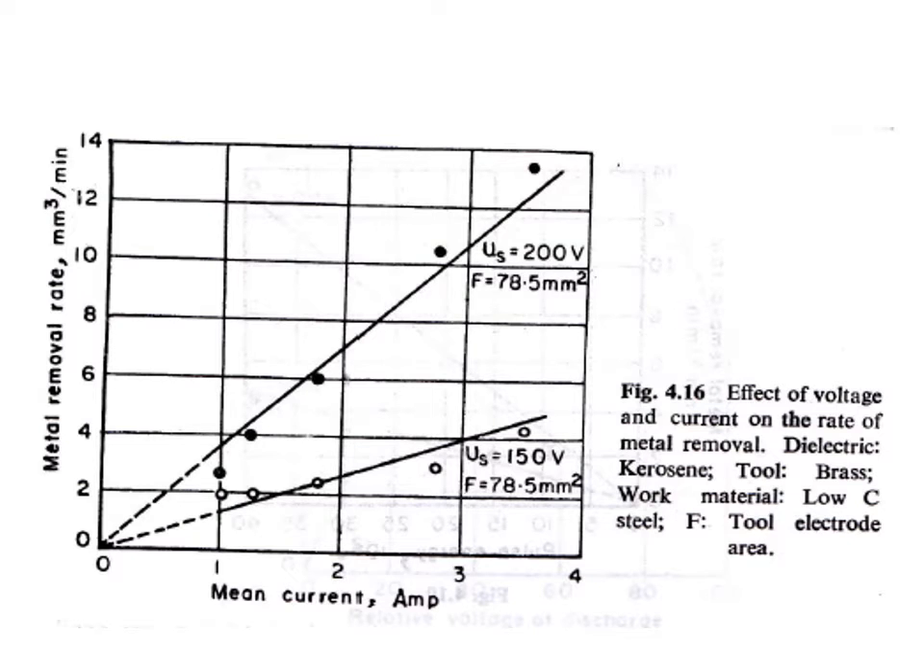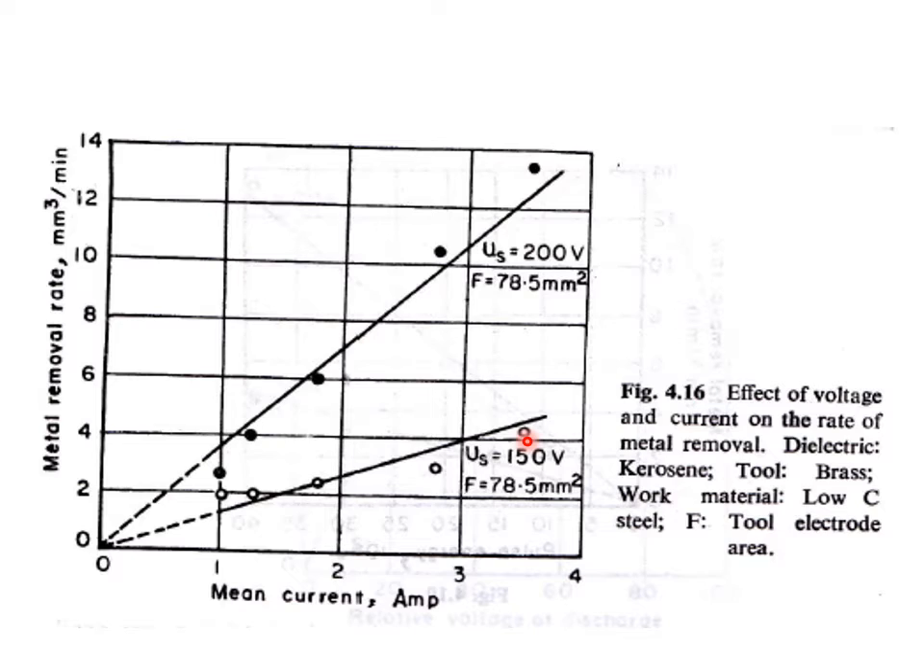Coming to the voltage effect on the material removal rate, with the increase in the mean current, we can see here the material removal rate goes on increasing continuously up to 14 millimeter cube per minute, with the increase in the current up to the range of 4 amps. On the other side, the plot has been made for two different voltages, around 200 volts and 150 volts, which we can see here.